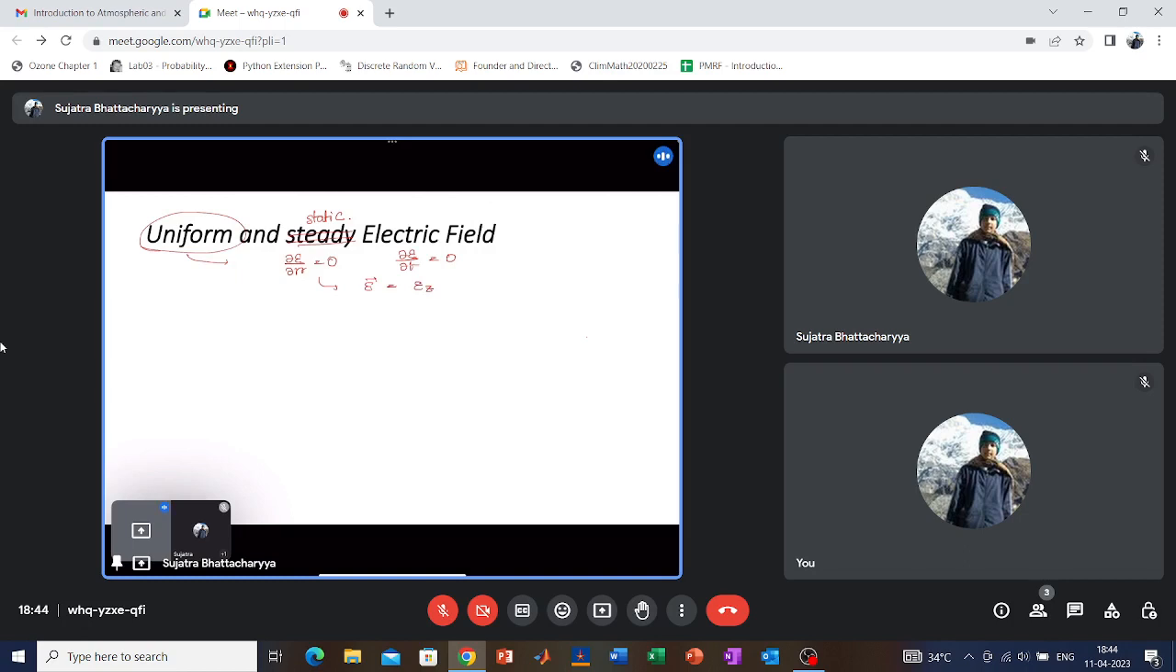Only in the Z direction, that is the electric field is present. So this is suppose your X, this is suppose your Y, and this is suppose your Z. So electric field E is equal to Ez in the k cap direction, in the Z direction.